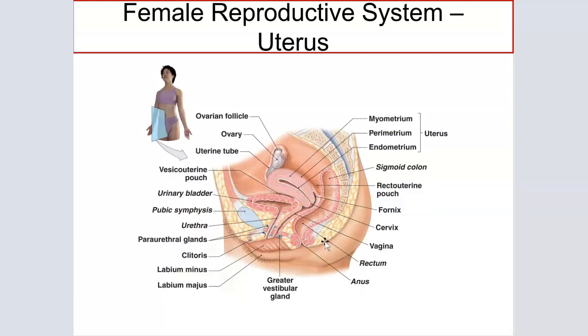So let's look at the uterus. You can see here the rectum and the anus, the urinary bladder, and the urethra. And here's the uterus with the vagina. So the uterus, notice it's anterior to the rectum. It sits posterior to the urinary bladder, a little superior. It's kind of a pear-shaped organ.